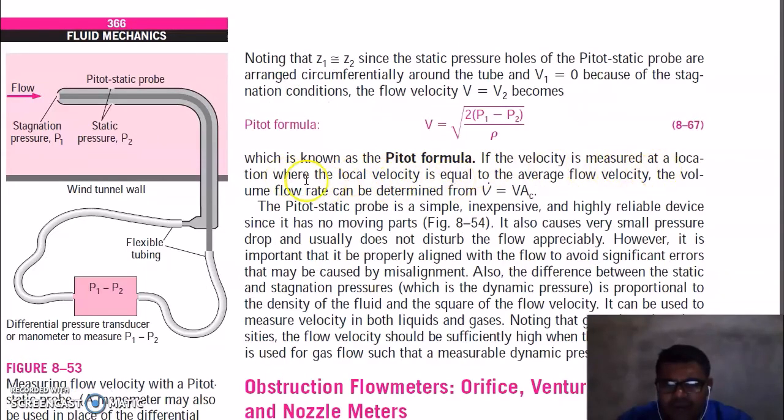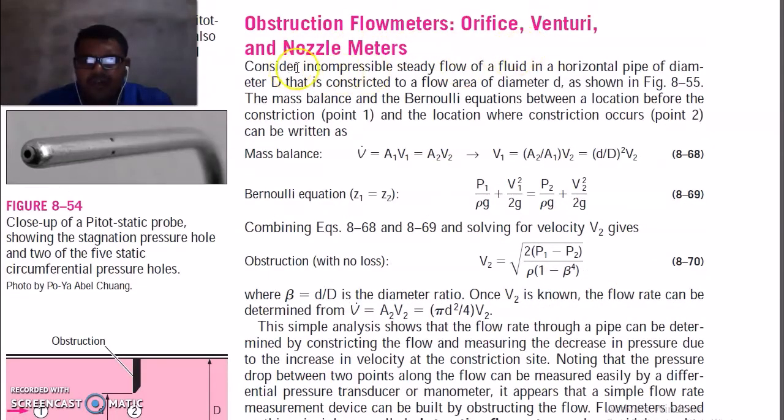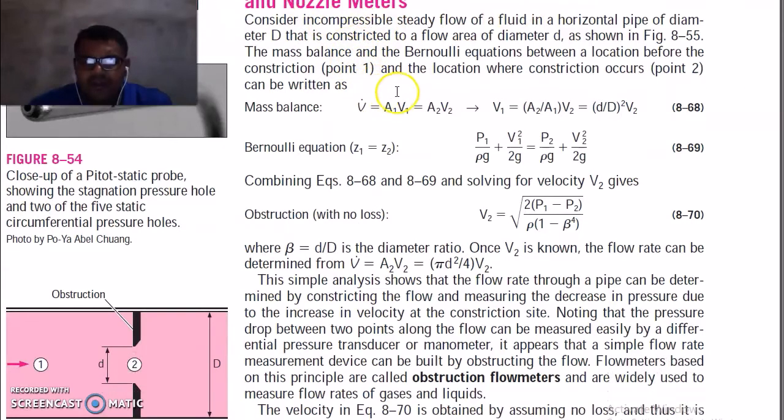If the velocity is measured at a location where the local velocity is equal to the average flow velocity, then the volume flow rate can be determined. V dot is equal to V into the cross-section area. Now, obstruction flow meters: orifice, venturi and nozzle meters. Consider incompressible steady flow of fluid in a horizontal pipe of diameter D. So this is the pipe diameter D. This is the flow of the fluid that is constricted to a flow area of d as shown in the figure. Apply the mass balance and Bernoulli's equation between a location before the constriction, at point 1, and the location where the constriction occurs, at point 2.